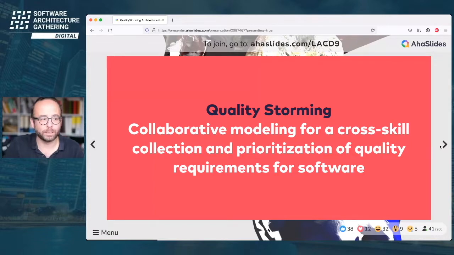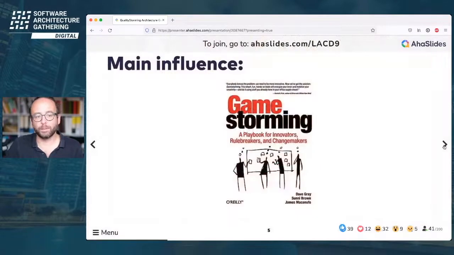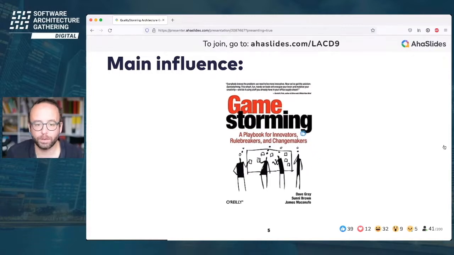So a big influence for the workshop has been a book called Game Storming by Dave Gray, Sunny Brown, and Chase Makamoto. And this is actually quite a good recommendation for everyone who needs to run workshops. Yeah, I mean, most of those ideas, you can run them in person, you can run them remote on boards like Miro, Mural, or all the good other stuff that's out there on the market nowadays.